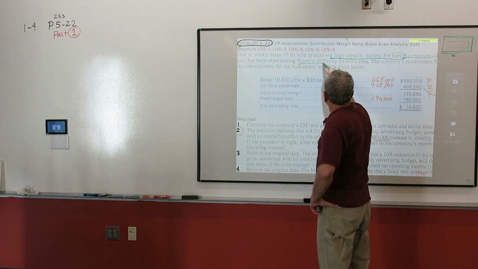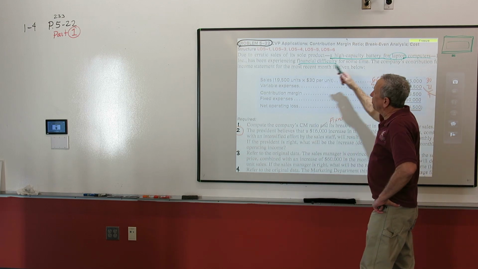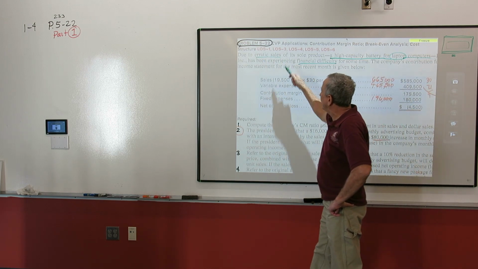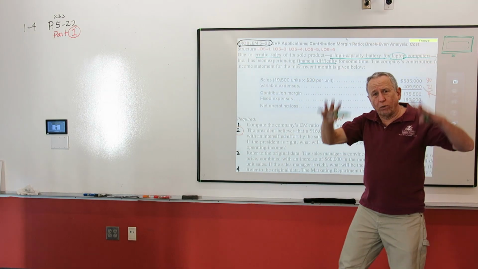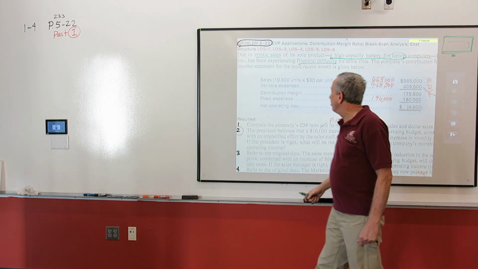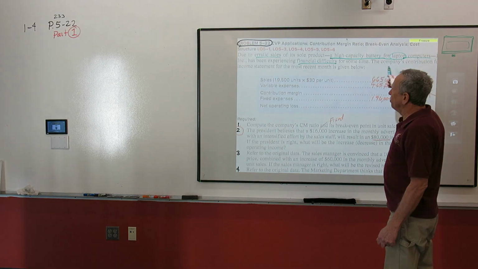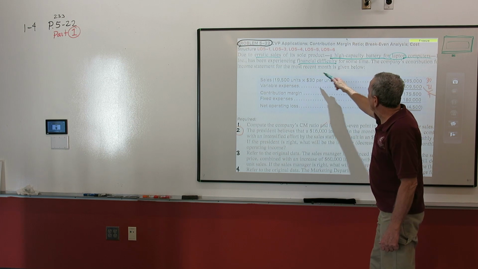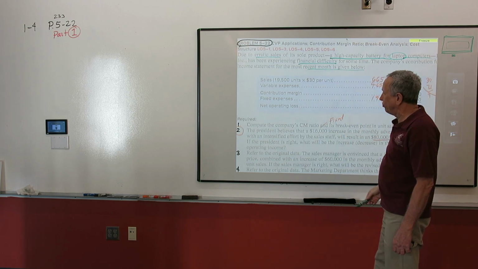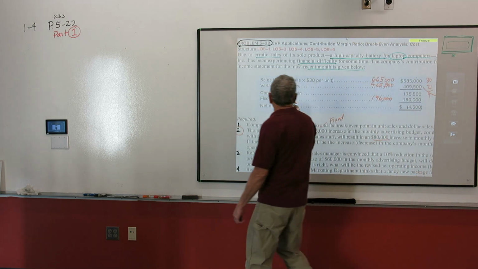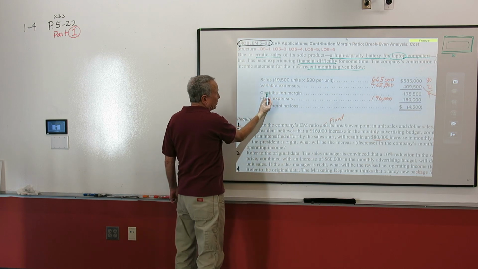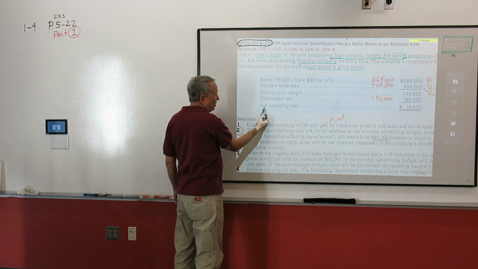They've been having financial difficulty for some time. It says the company has erratic sales. Erratic means the sales are going up and down. The company's contribution format income statement for the most recent month is given below. So for the most recent month, it looks like this: their sales, their variable expenses, contribution margin, fixed expenses, and net operating loss. They lost money.